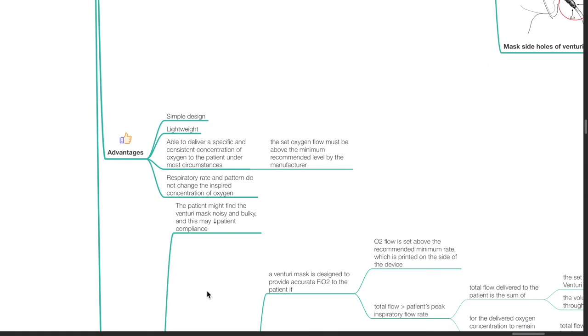Advantages of the Venturi mask include simple design. It is lightweight. It is able to deliver a specific and consistent concentration of oxygen to the patient under most circumstances. The set oxygen flow must be above the minimum recommended level by the manufacturer. Respiratory rate and pattern do not generally change the inspired concentration of oxygen.